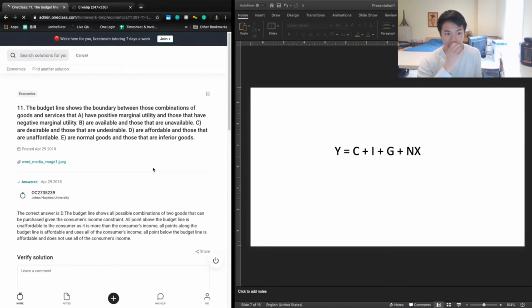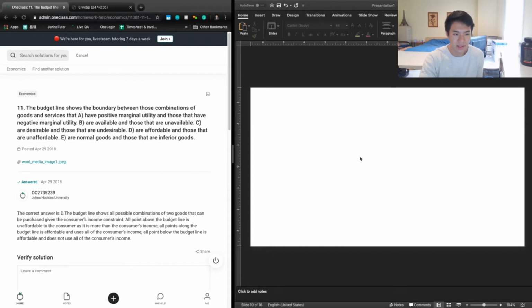The next question says the budget line shows the boundary between those combinations of goods and services that A, have positive marginal utility and those that have negative marginal utility, B, are available and those that are unavailable, C, are desirable and those that are undesirable, D says affordable and those that are unaffordable, and E says normal goods and those that are inferior goods.